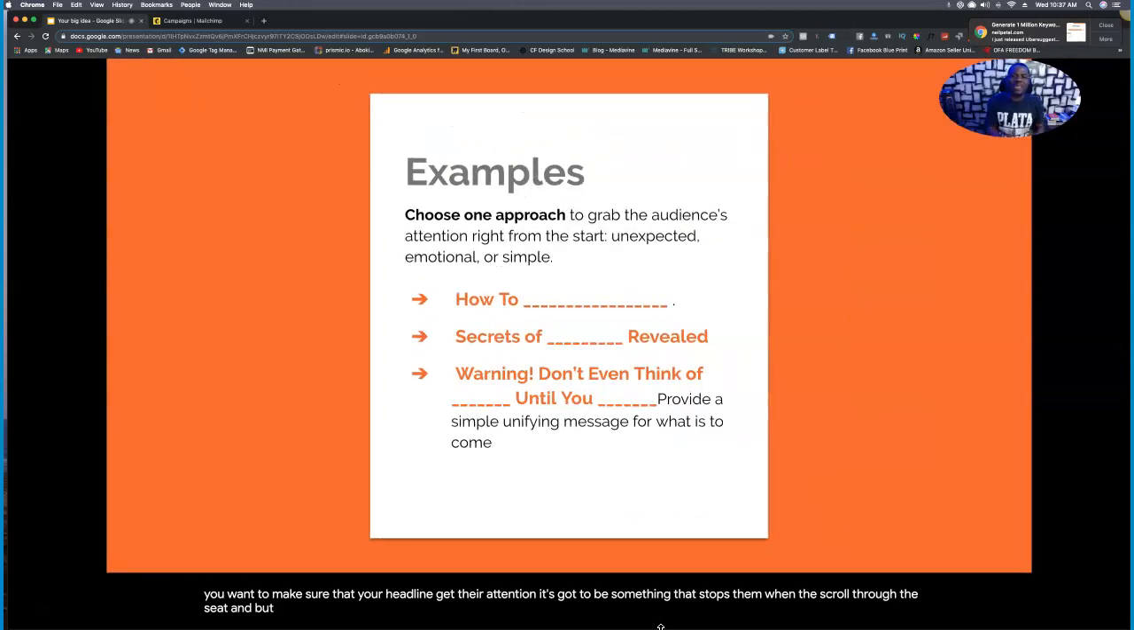Examples of those are, say for instance, you want to choose an approach to grab the audience's attention right from the start. You've got to say or write something that will rattle their emotion. It could be something like "How to," like this video for instance, or "Easy way to come up with," or "The secret of something revealed," or "Warning: do not even write another sales copy until you watch this video."